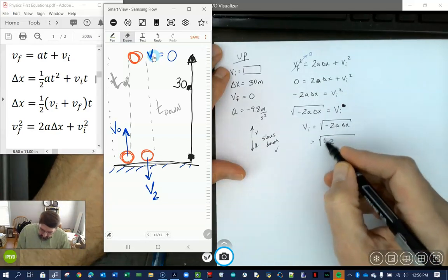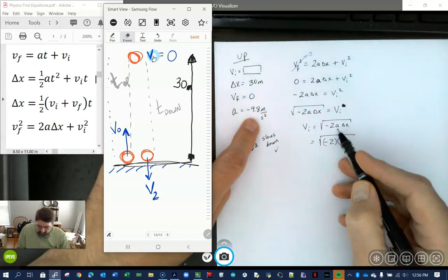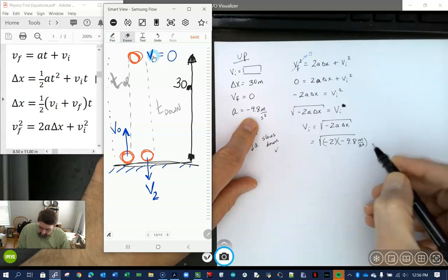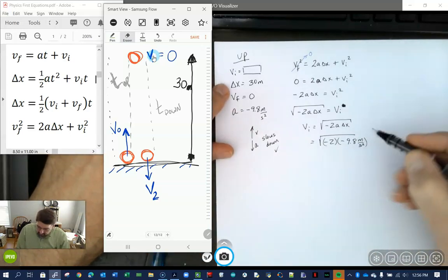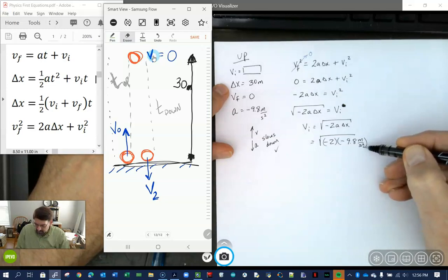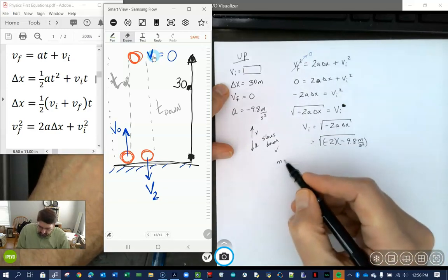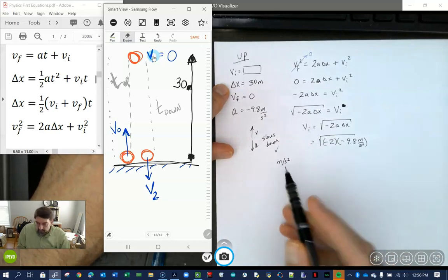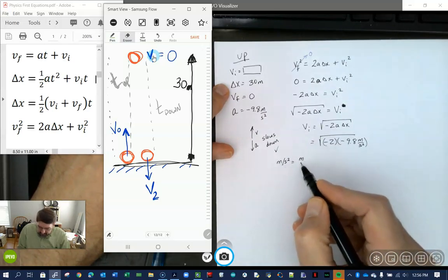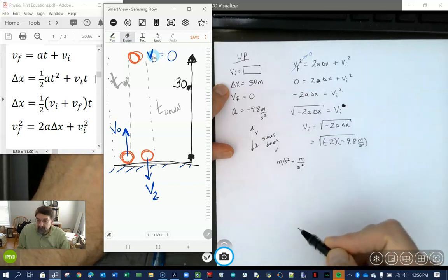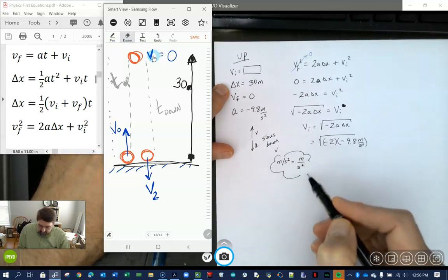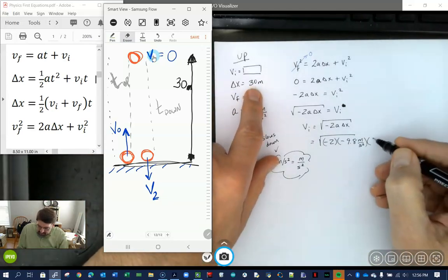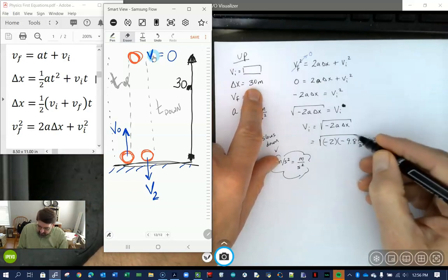Negative 2 times A. What is A? A is negative 9.8, and make sure we put in units, meters per second squared, times delta x. And notice how I put my meters on the top and seconds squared on the bottom. A lot of people write it like this, and it's difficult to see what goes on top and what goes on the bottom, so I would write it like this instead. Okay, that's just a little aside, just a little thought for you. Meters per second squared times delta x, 30 meters.